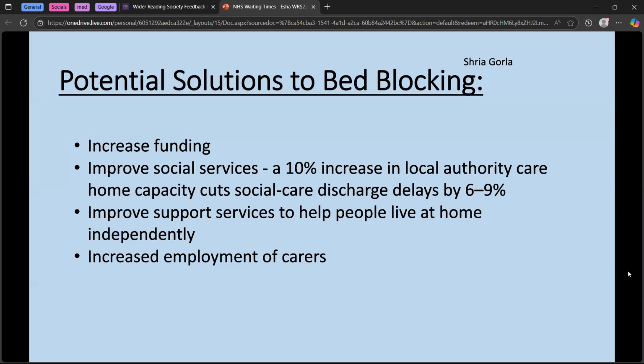You can also increase the employment of carers because if there's more carers, then more people can be sent to care centres and the care homes, freeing up the beds for those who need them in the hospitals.